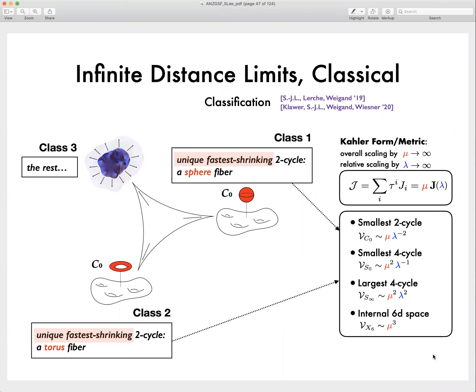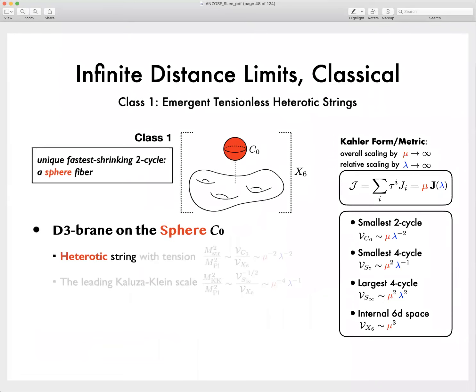So let's now get to the physics of these three classes in turn. For the sake of time, I will just report the results of this analysis, and the details can be found in this paper. Okay, so class 1 limits first. The shrinking 2-cycle C0 can be wrapped by the D3 brane of the type IIB string theory. This way, we obtain an effective string in the 4-dimensional EFT.